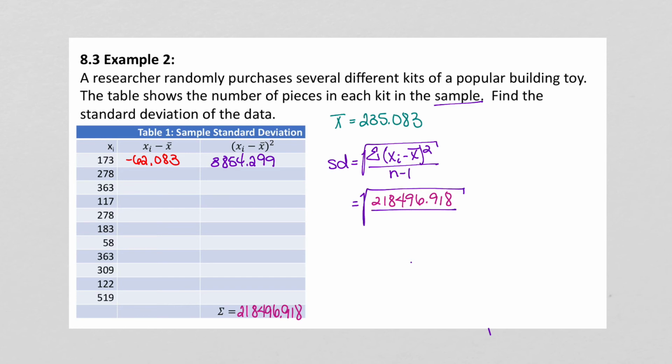And on the bottom, we have N, which was 12, minus 1. So divide by 11, take the square root, and our standard deviation ends up being 140.94. That's a pretty big standard deviation. That means that there's a lot of variance in this problem. But again, I'll add on our work in Excel right here. And then we'll go to the next problem.